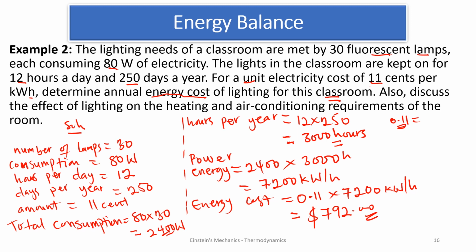You get your total power consumption, your total hours. This is an electrical question, but with the help of thermodynamics, we can also break it down. Get your total power consumption, your total hours per year, and you know energy is what? The power times the time. When you get your total energy consumption, you multiply by the amount to be paid, and you are good to go. This is for example 2.